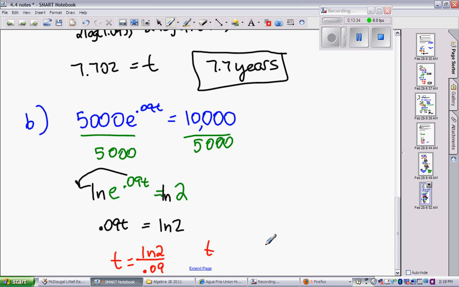So it takes you, oops, that should have been a 7.9 up here. This one is 7.702, not the last one. For semi-annual, it will be 7.7 years. For continuous, it is 7.9 years.